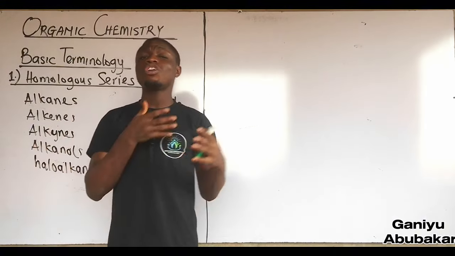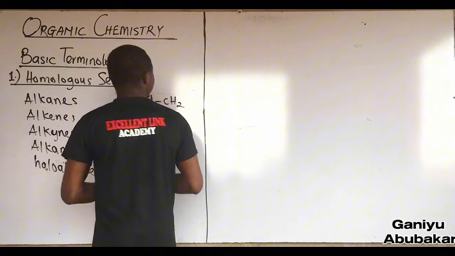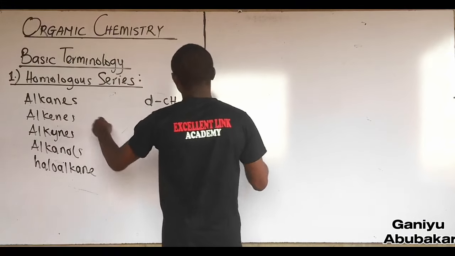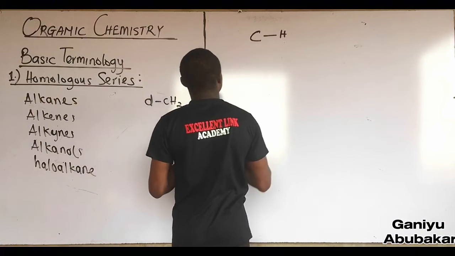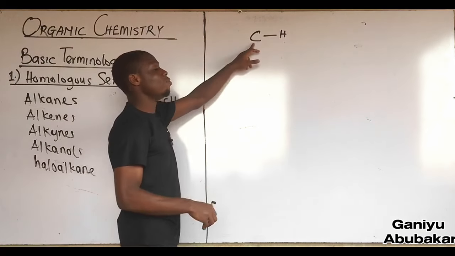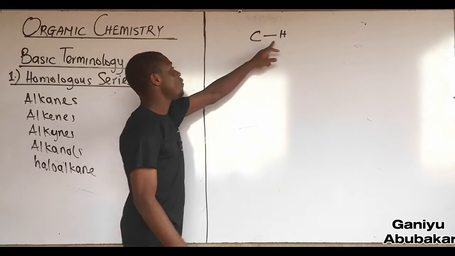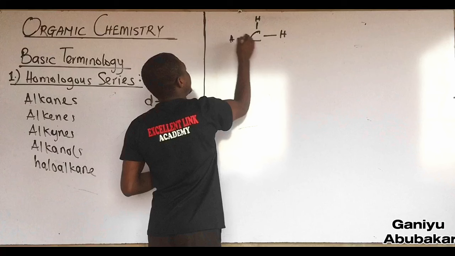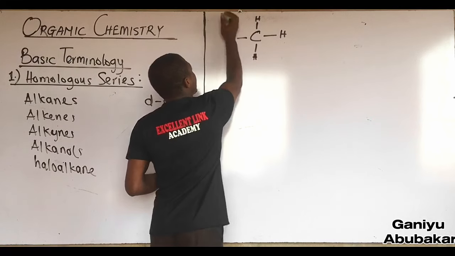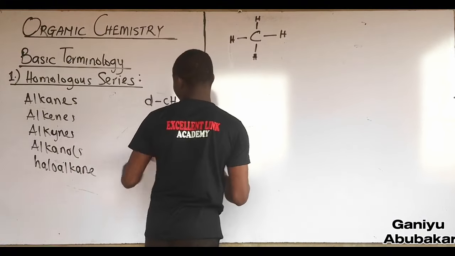Let me explain the concept of homologous series using the alkanes. The first member of the alkanes is this. Note that every carbon atom must be bonded with 4 hydrogen for it to be stable. So I have 1, 2, 3, and 4. So this is balanced. This is the first member of the alkanes.